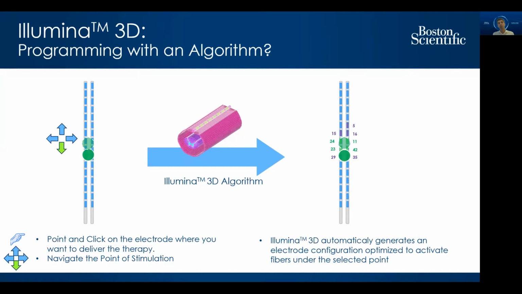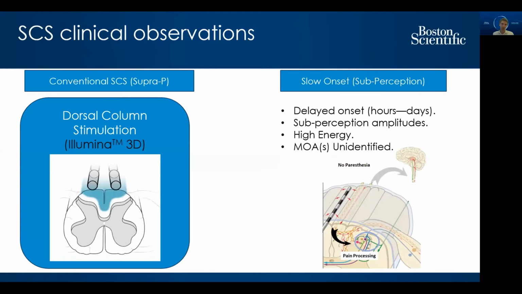So it makes the exploration of the electrodes much more intuitive thanks to this automatic real-time programming. But Illumina 3D is in fact designed for paresthesia-based SCS. And today, we also have available to us sub-perception SCS with major clinical differences. We are using today higher frequency, higher energy at amplitude below perception threshold.